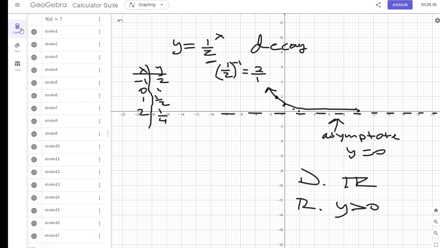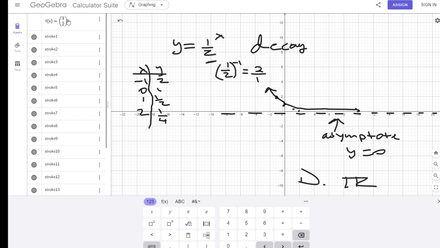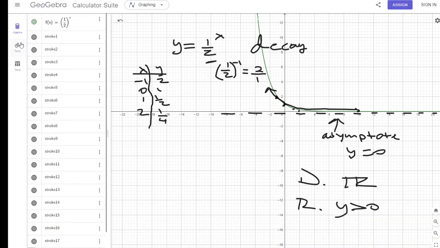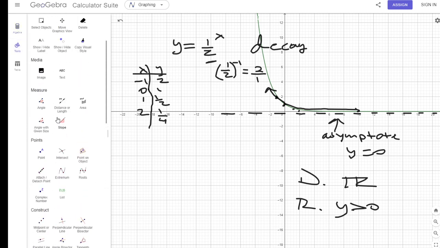Let's look at the actual graph so you can see what it looks like. Let's do 1/2, not 20. Let's do 1/2 to the x, and let's see if we can graph this. There it is in green. You see that? Boom. All right. So let me go back to tools and let's clear all this.